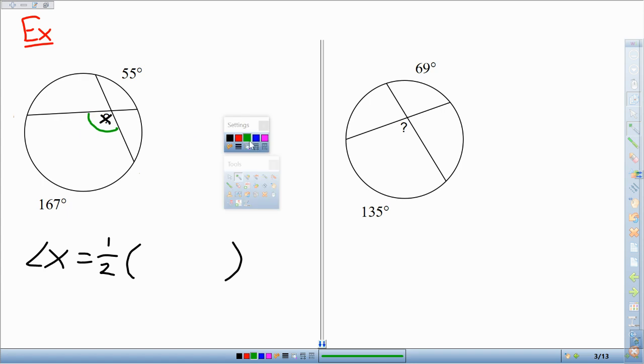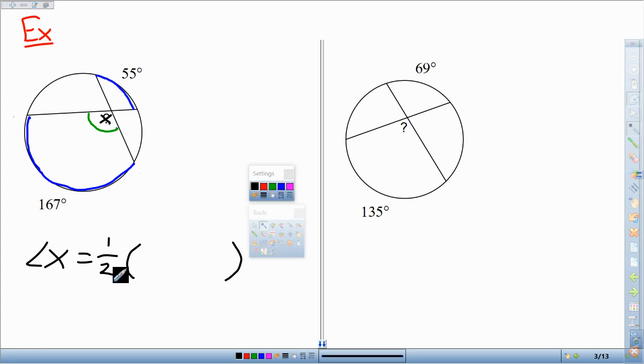Here's our angle. One of the intercepted arcs is this one in front. The other intercepted arc is the one behind it. Those are the arcs I'm going to be adding together. Here's something to start to get used to: when you add them together, I would recommend starting with the bigger one and then adding the smaller one. That'll matter more on the other formula when we get into it. So 167 plus 55.